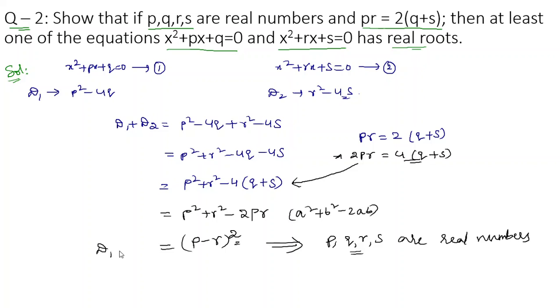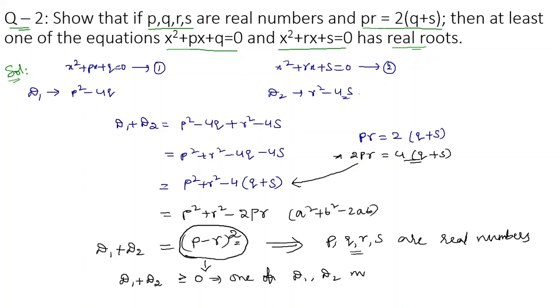So now d1 plus d2 is equal to p minus r whole square. This is a square, so a square is always greater than or equal to 0. So now this implies d1 plus d2 is greater than or equal to 0. Now this implies one of d1, d2 must be greater than or equal to 0.